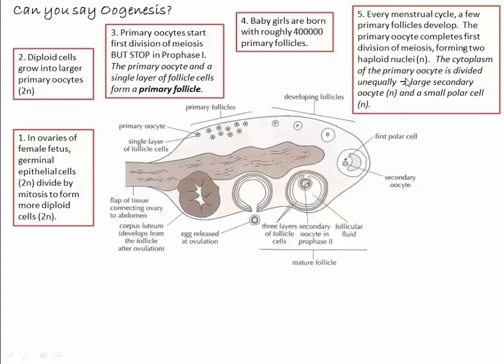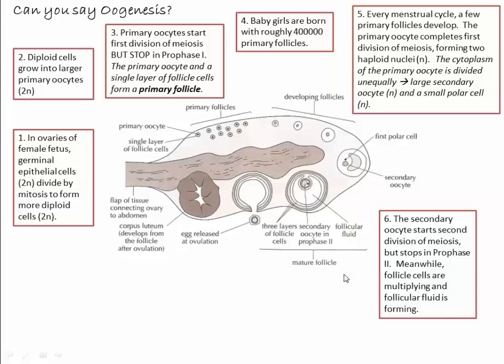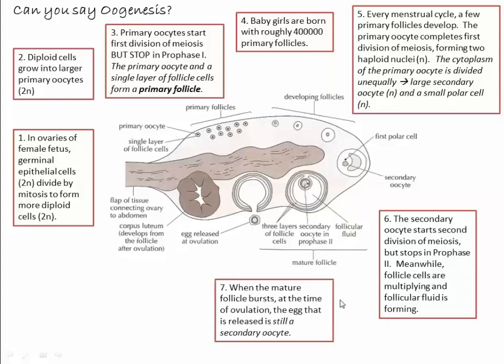And what happens to the other side that divides? Well, it kind of degrades and turns into this thing called the polar cell, and you'll get another one later after the second division, or 2, depending on if the polar cell continues to divide or not. The secondary oocyte starts the second division of meiosis, but here's another pause. The other pause happens in prophase 2. So the first pause happens in prophase 1, the second pause happens in prophase 2.